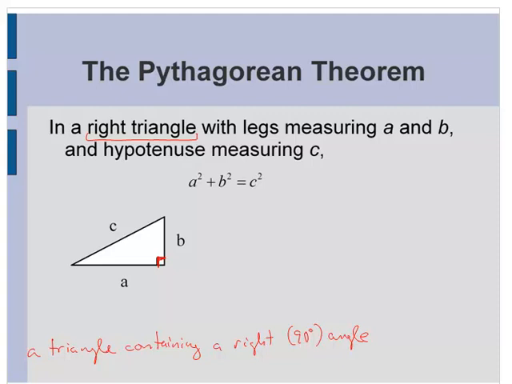In a right triangle with legs measuring A and B and hypotenuse measuring C, A squared plus B squared will always be equal to C squared. Now, the A and B are interchangeable, but C is always the side opposite the right angle. And C will always be the longest side in the triangle.